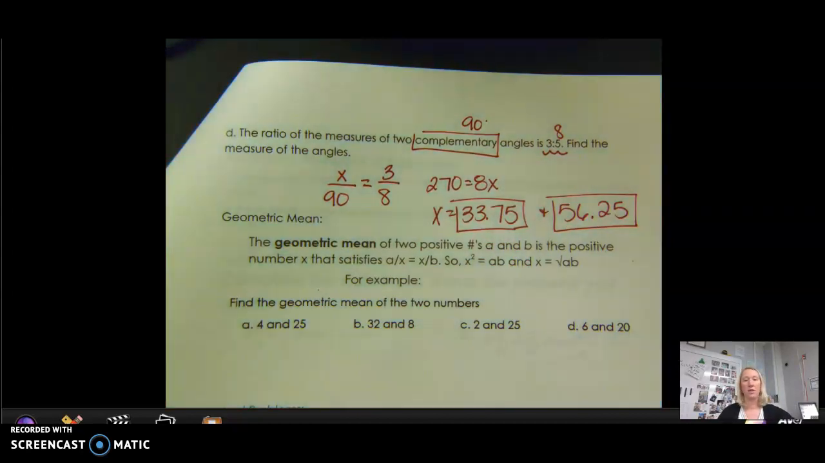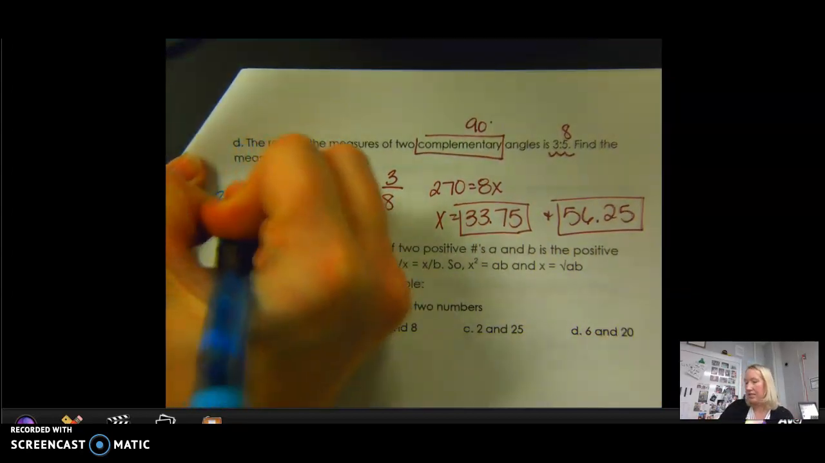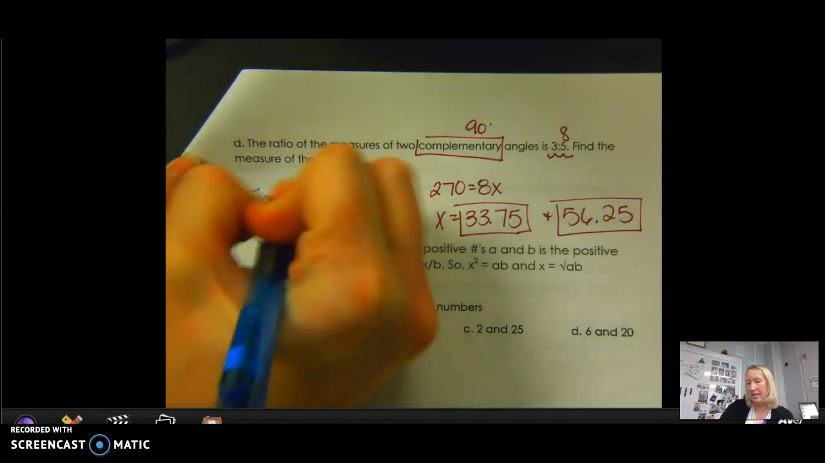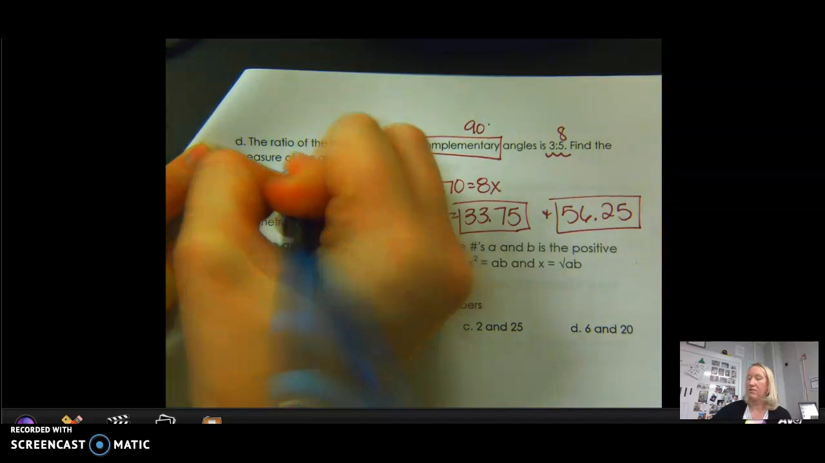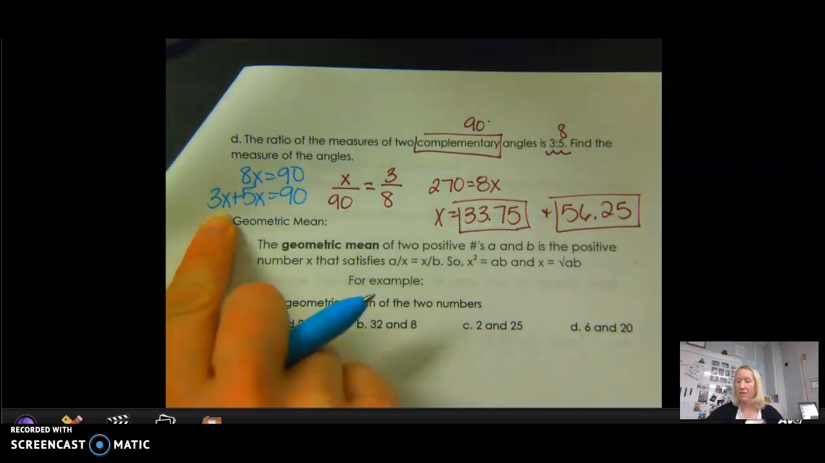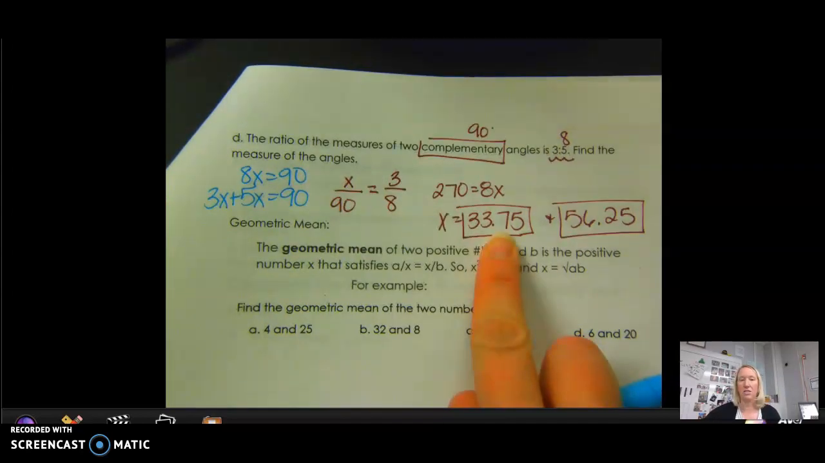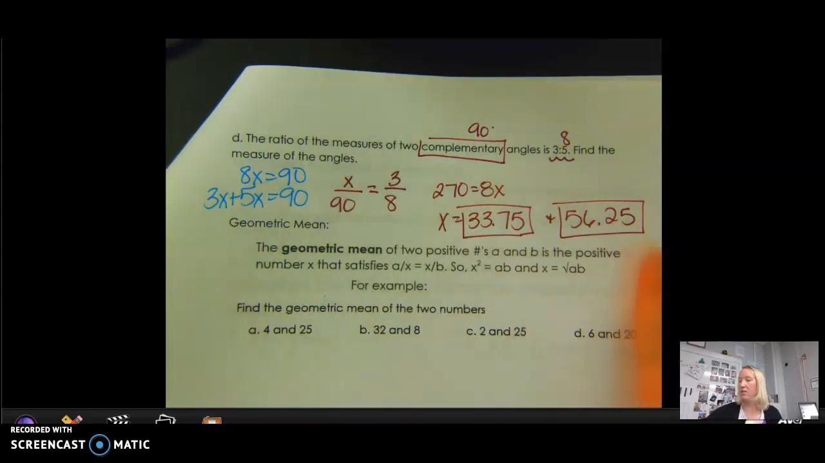You can do it that way, or you can do it the way that we were doing on the front, the extended ratio. So we have 3x plus 5x equals that 90 degrees, right? So then I get 8x equals 90. I'm going to divide by 8, and I get 11.25. But then once you get that 11.25, you need to plug it back in for the x here, and you'll get the 33.75 answer. And then we do 5 times that 11.25, and you get the 56.25 for your answer.